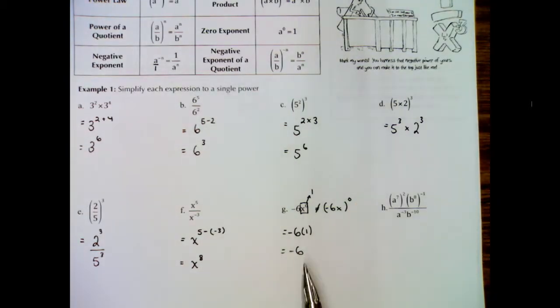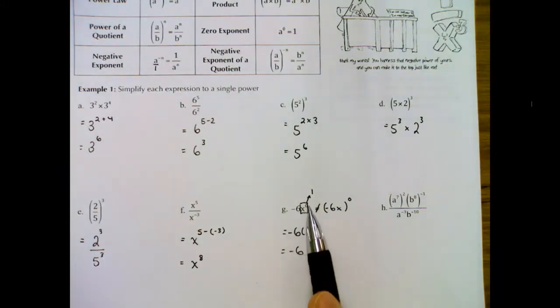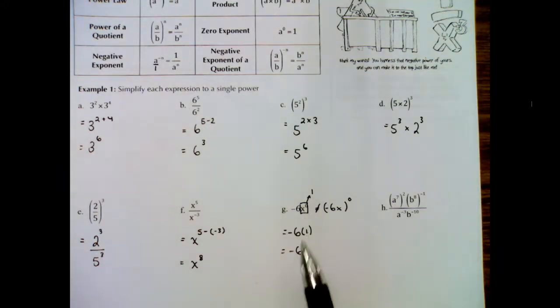And now it looks like we've evaluated here, but we've actually simplified the power, and we ended up with 1, and now we're just simplifying the number. So the answer is a single number.